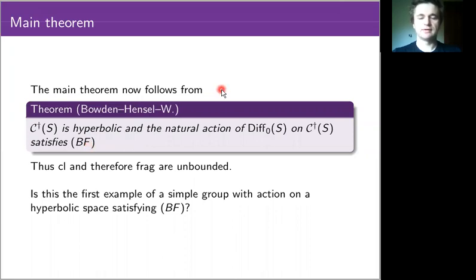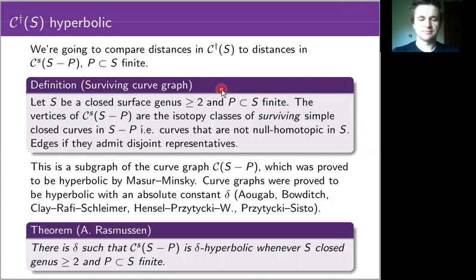Let's start with the hyperbolicity of C dagger. So what we're going to do is approximate the distances between four vertices in C dagger using the distances in certain graphs which happen to be hyperbolic with an absolute constant delta. And then by something called the 4-point condition, we can then deduce that C dagger is hyperbolic.